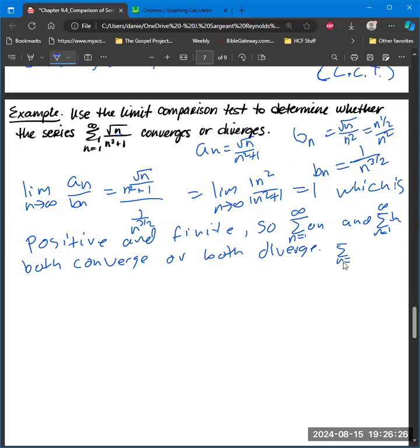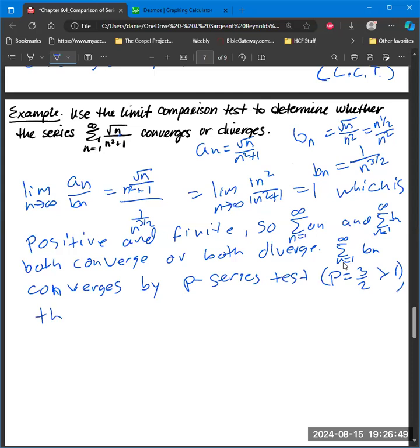Summation of BN converges by p-series test. P equals 3/2, which is greater than 1. Therefore, summation of AN also converges by the limit comparison test.